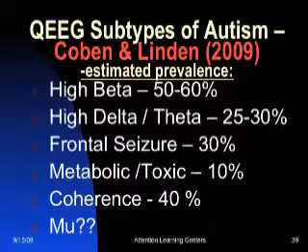The most common type is what we call the high beta type. Beta is the focusing, but if it's high, you're over-focusing. You get stuck in things. You can't transition. You obsess about things. Another common pattern we see is a high delta theta. Theta is like hyperactivity, but delta's the slower brain wave.